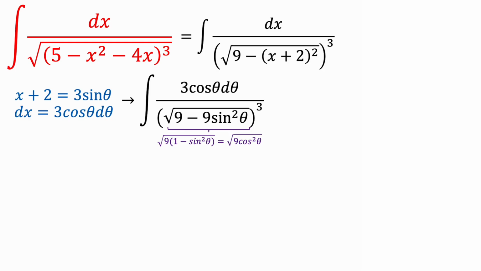I'm not dealing with the power of 3 just yet. The square root of 9 times cosine squared is simply 3 times cosine. Now we'll apply the power of 3 to that result. The denominator is 3 cosine theta to the power of 3. And the numerator is the 3 cosine theta. We simplify it.